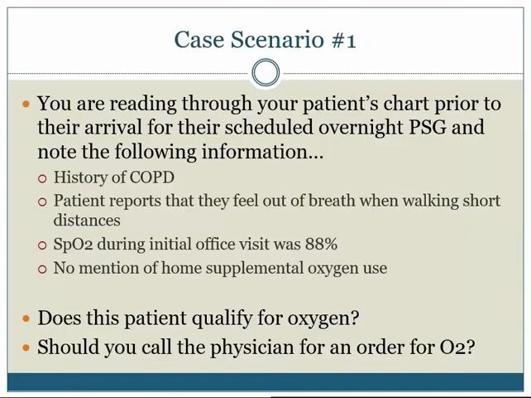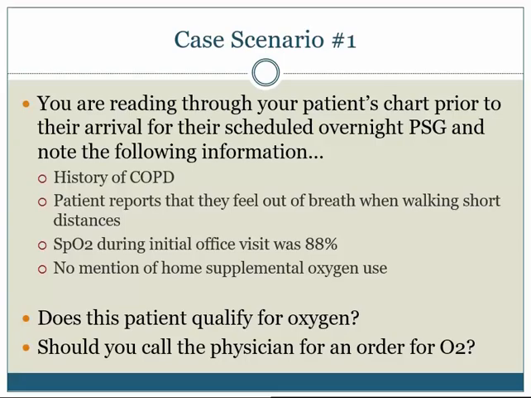And let's go through some case scenarios. So you're reading through your patient's chart, prior to their coming in for their overnight sleep study, and you note the following. They have a history of COPD. The patient reports in their chart that they feel out of breath when walking short distances. When they came in during their initial office visit, their SpO2 was spot checked at 88%, and there's no mention of home supplemental oxygen use. Does this patient qualify for oxygen?